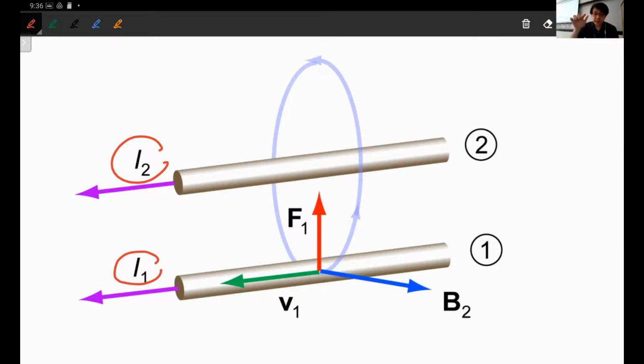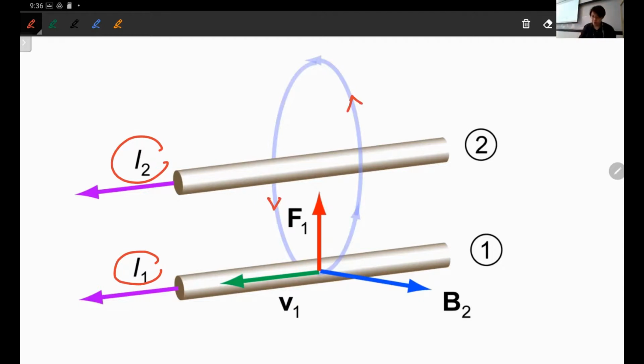Let's start from the top wire, the one having the current I2 flowing. Your thumb points to your left, your forefinger wrapping around. So that means your magnetic field will be pointing in this direction. You guys with me? Yeah.